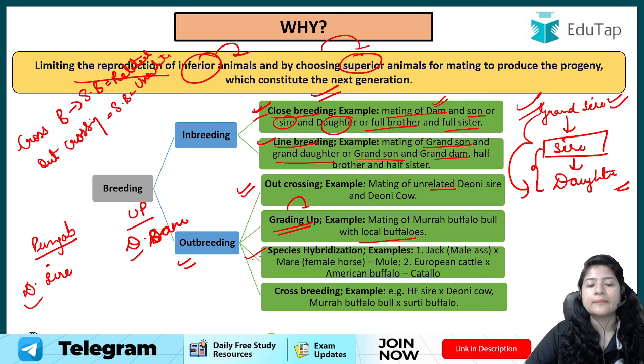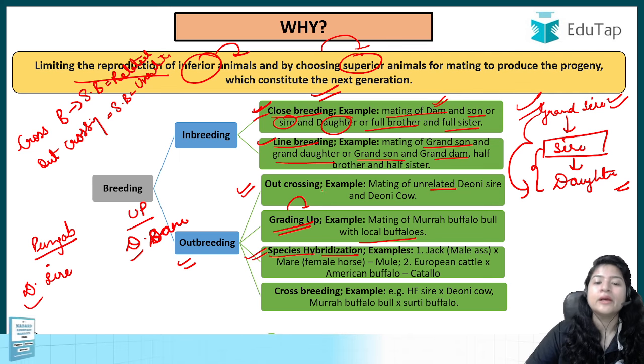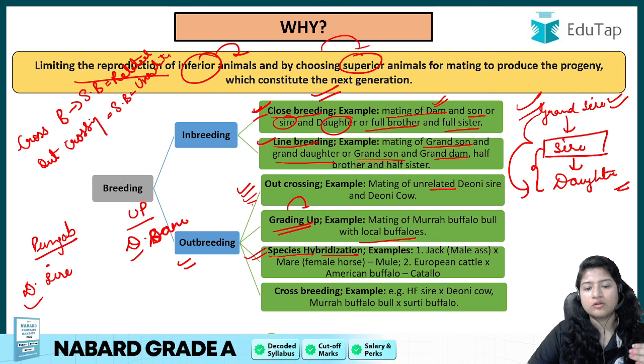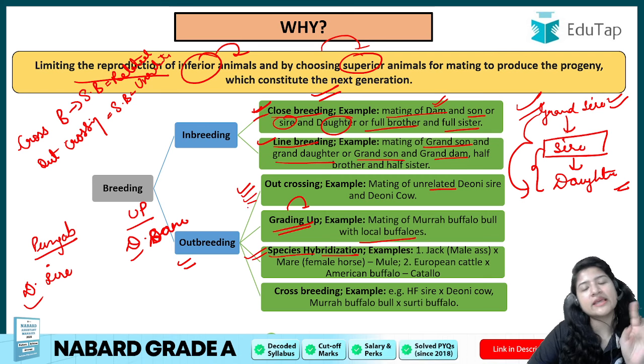ठीक है. नेक्स्ट है आपका स्पीशीज हाइब्रिडाइजेशन. अब in outcrossing, what was done in outcrossing, we had the same breed, means it was cattle only, right?